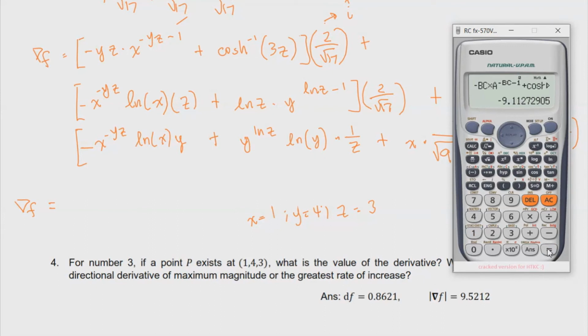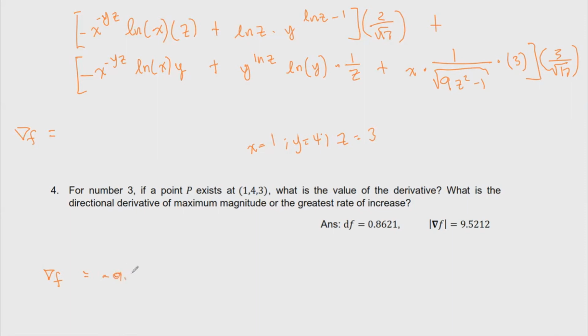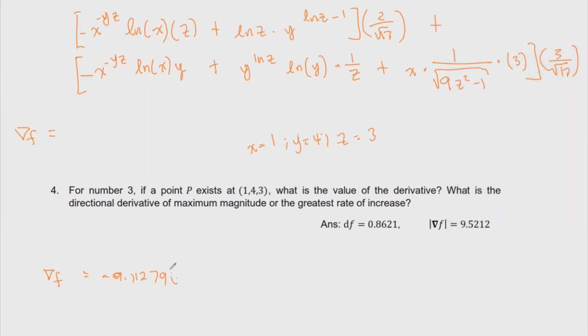So therefore, that's it for the first term. I have negative 9.11279. The best thing that you can do here is to shift store that answer to any letter that you're not using, because I think that's the best way to store the exact value. And then, of course, you write i hat instead of using square root of 2 over 17, because we're talking about the maximum magnitude here.